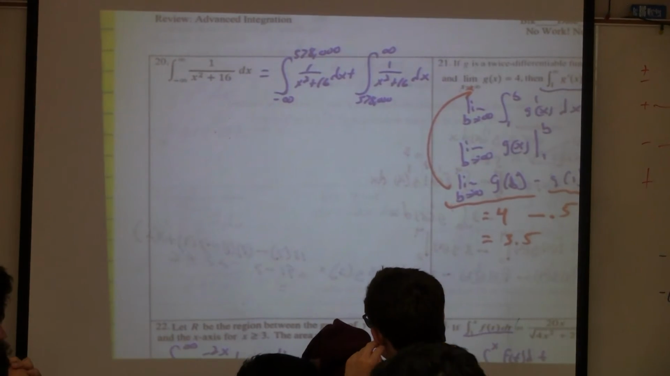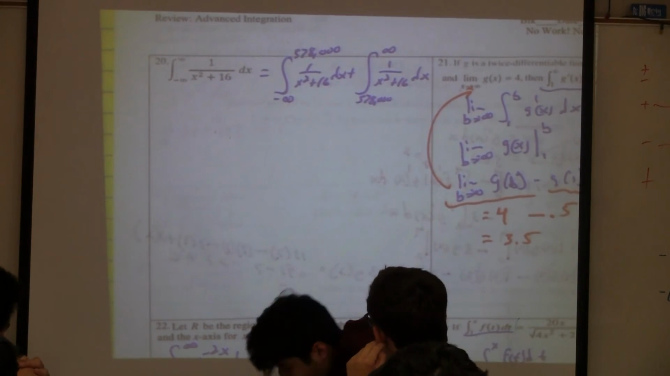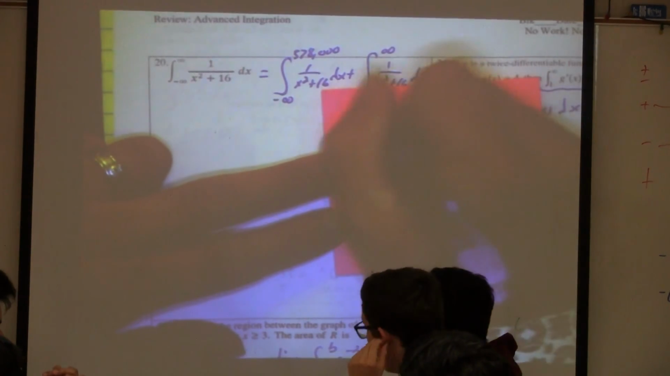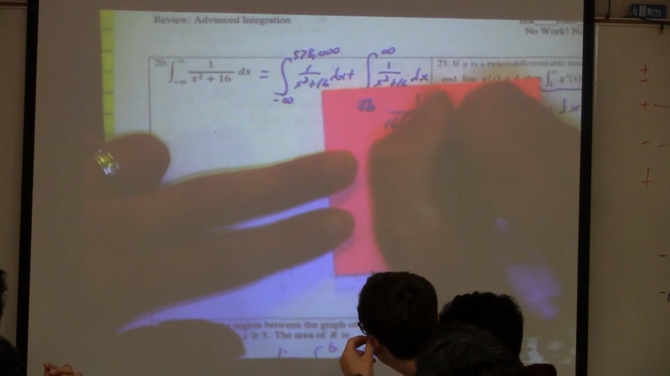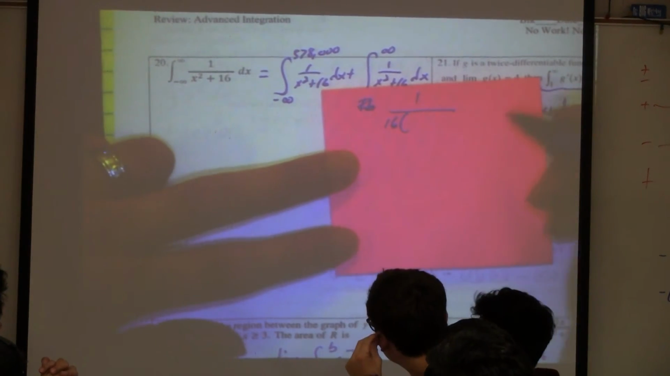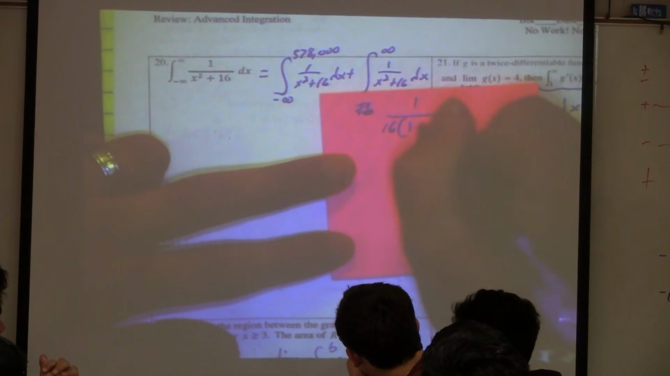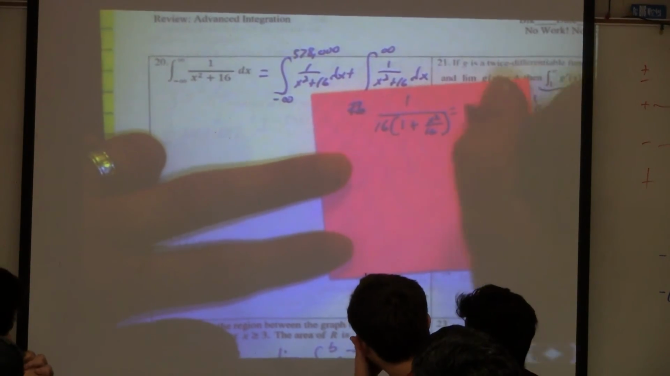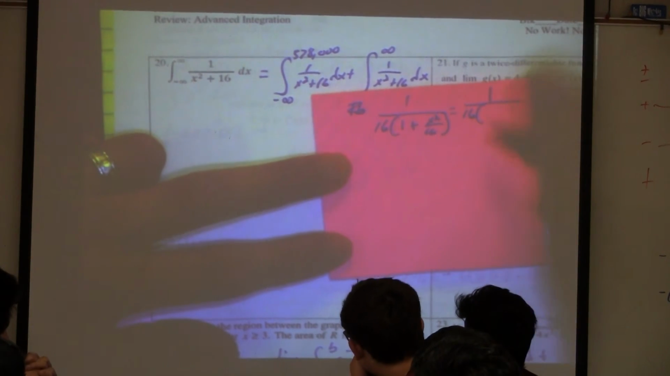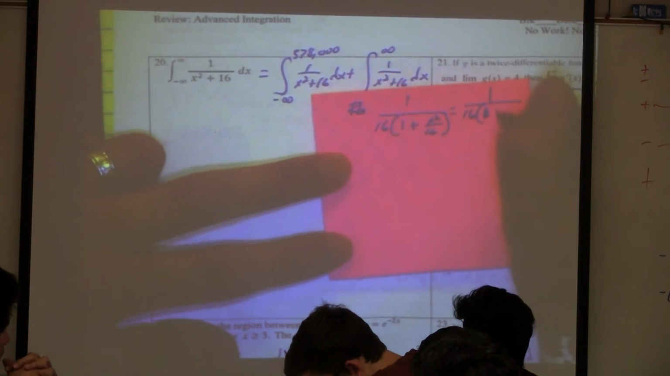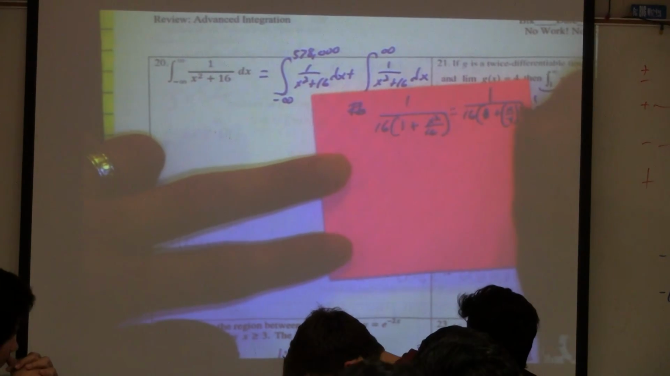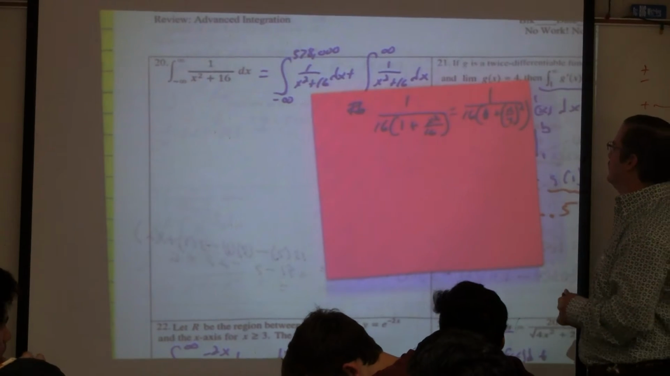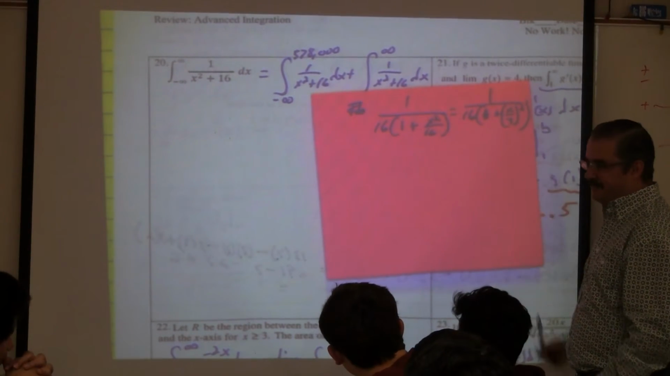Factor out a 16, because the 16 is on the bottom. So I got 1 over, take out a 16, and what's left over is 1 plus x squared over 16, which is the same as 1 over 16 times 1 plus x over 4 squared. So now it's in the form of 1 over 1 plus u squared, right?